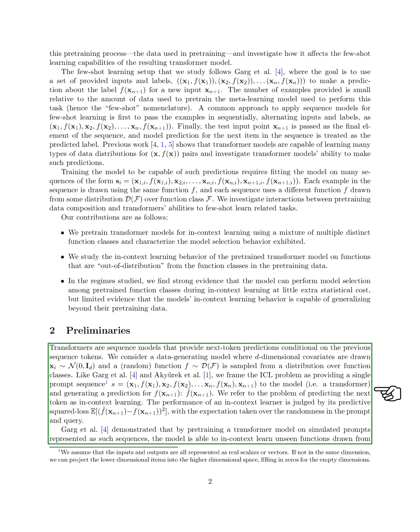We frame the in-context learning problem as providing a single prompt sequence to the model and generating a prediction for the next token. The performance of an in-context learner is judged by its predictive squared loss, with the expectation taken over the randomness in the prompt and query. We pre-train the transformer model on simulated prompts represented as sequences. The model is then able to learn unseen functions drawn from the same function class at test time.